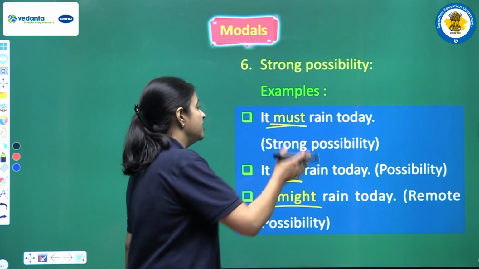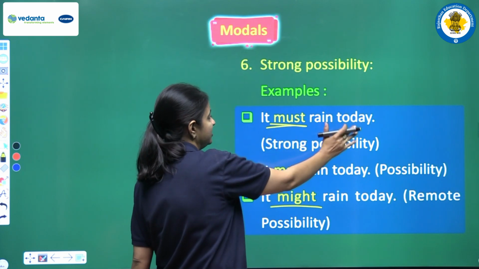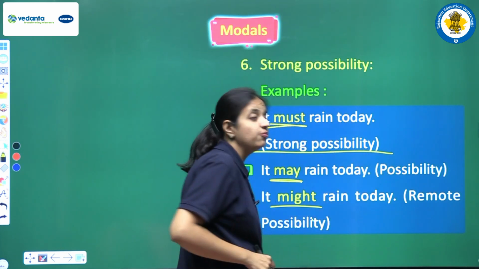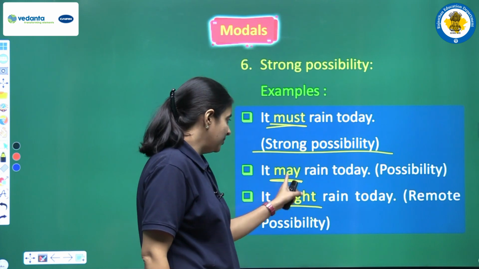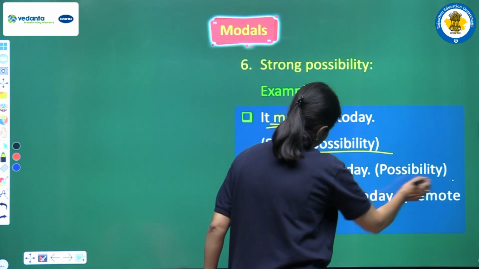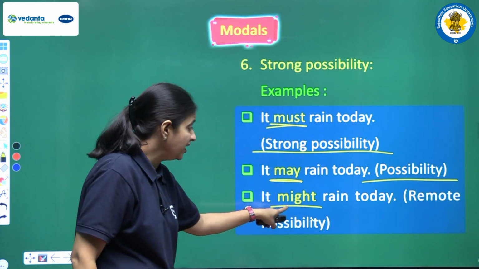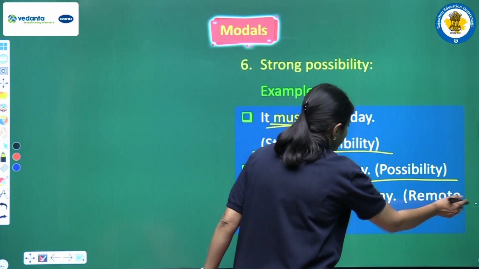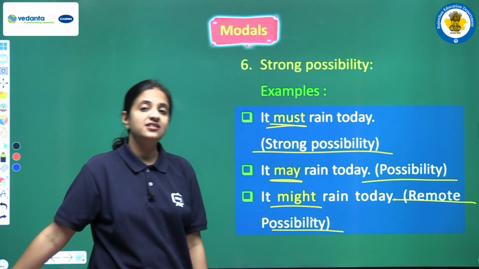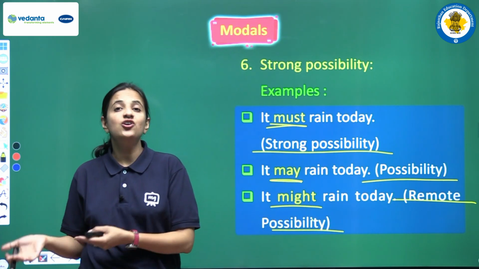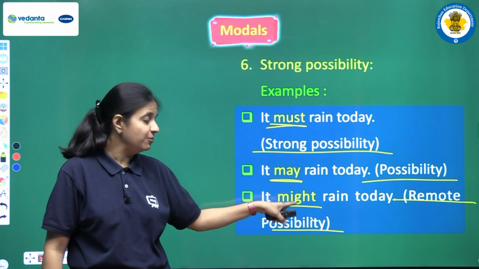So let's see. If we are using must and we write the sentence, it must rain today, this is a strong possibility. If we use may and write it may rain today, this is a possibility. And if we use might and the sentence is it might rain today, this is a remote possibility. So students, I hope that you all are able to recall that in the previous video we have seen the comparison between may and might, right?